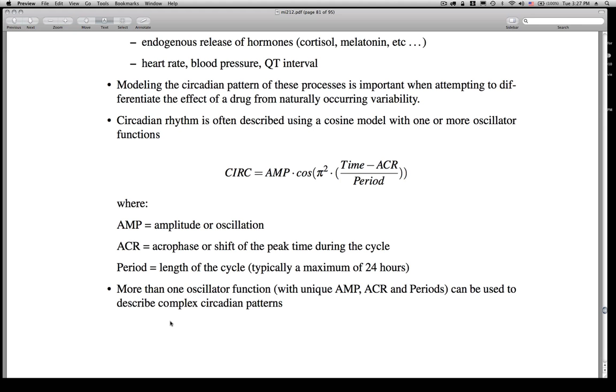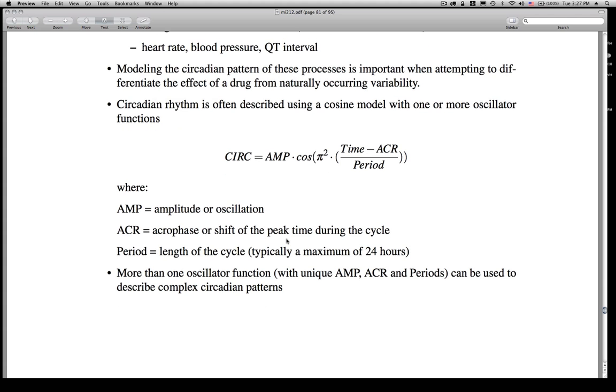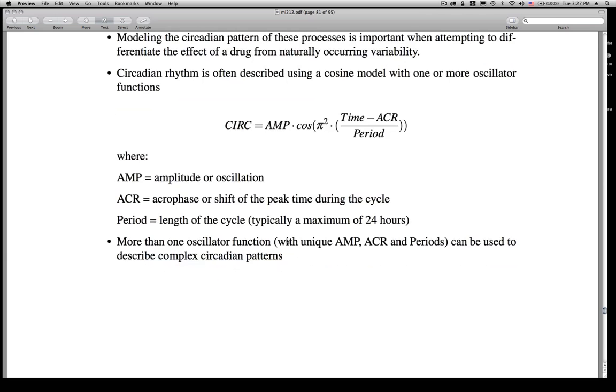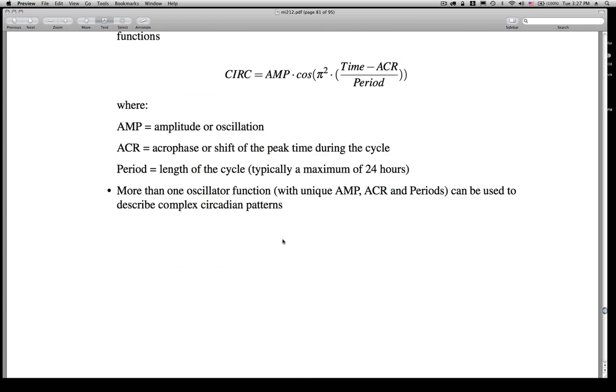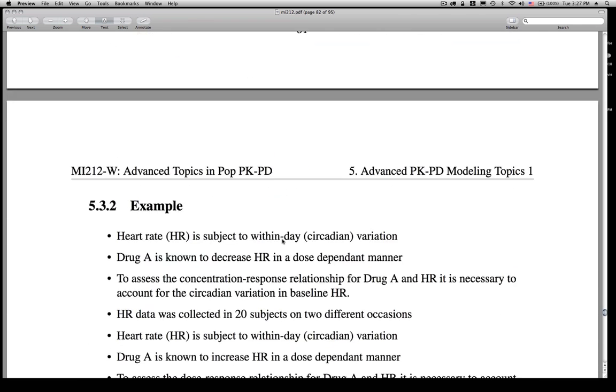And if you have complex problems, you can have more than one oscillation function. So a couple of different circadian oscillations that you sum up over time. That gets kind of messy, and you have to have pretty exquisite data to be able to estimate those. But that's been done before, and there are publications that describe that. So let's look at an example.